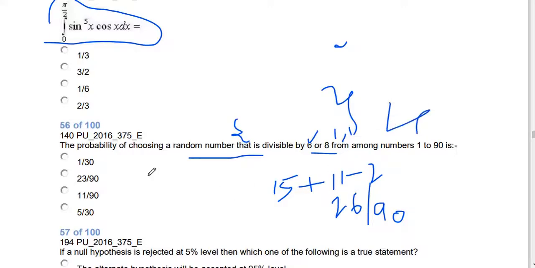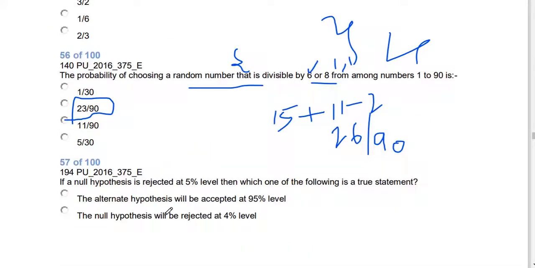I think 23 by 90 or any correct answer. You can refer, that is the procedure.